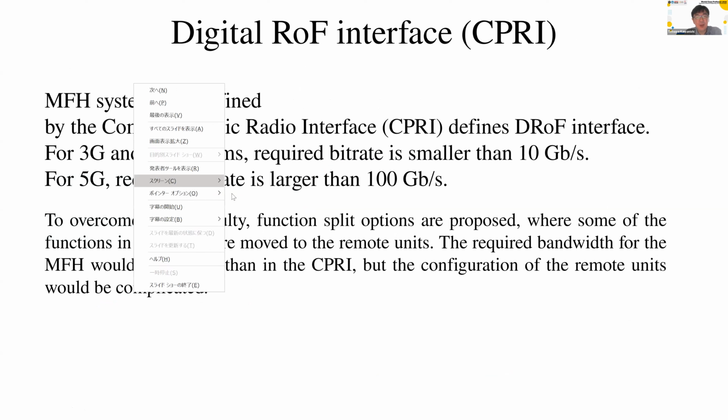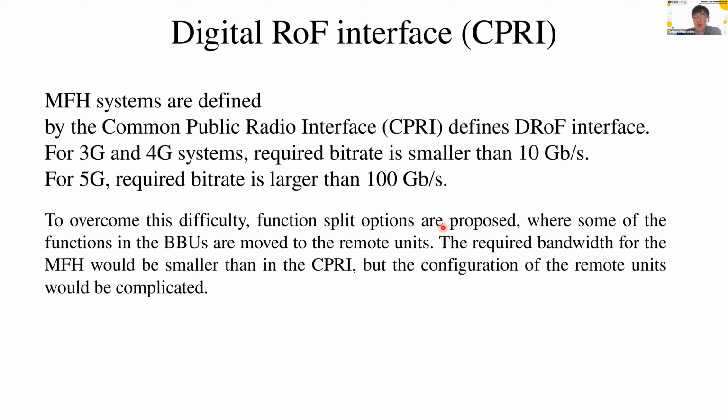To overcome this difficulty, function split options are proposed, where some of the functions in the baseband unit are moved to the remote unit. So the required bandwidth for the mobile fronthaul will be smaller than in the digital case. But the configuration of the remote unit will be complicated because some functions should be moved from the BBU to the remote antenna unit.